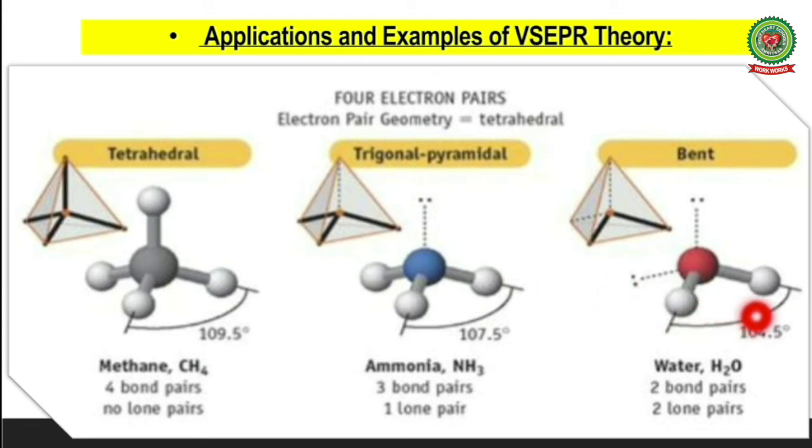In the same way, the shape of the water molecule is bent, but the geometry is tetrahedral. Since there are two lone pairs present, there will be maximum repulsion, due to which the angle is 104.5 degrees. So this was based on 4 electron pairs.